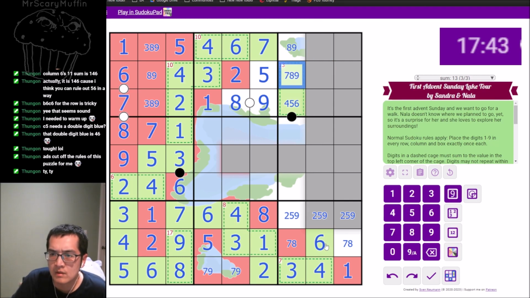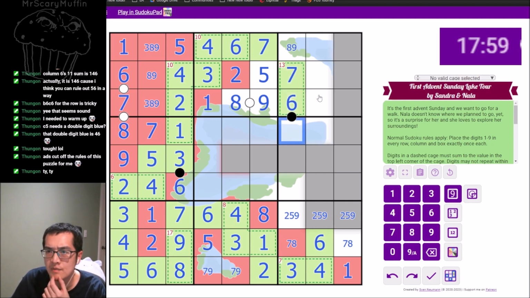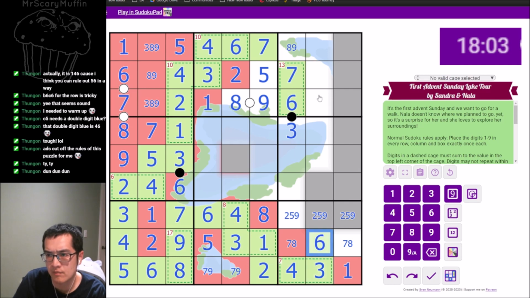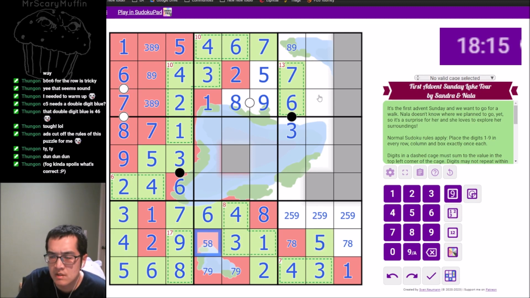I have a feeling it might be here. Where did we goof? I feel like this is correct. Yeah, this has to be correct, which means this is correct, which means this has to go the other way, but this can no longer be a 6. Only number small enough is a 5, which means this can't be a 5. Wait, why is this a 5 in the first place? Oh, because of the 8.